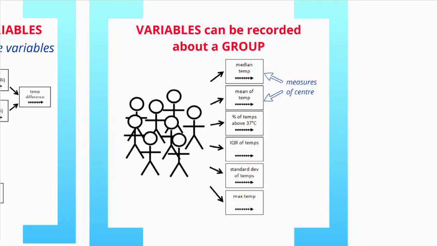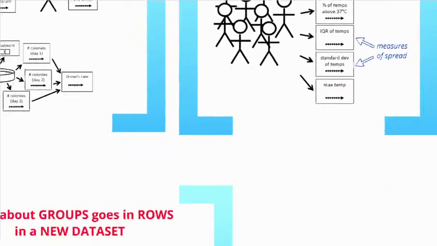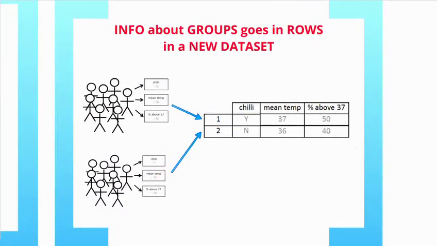By the way, these are called measures of centre, and these are called measures of spread. So the centre ones tell you roughly, for the whole group, where's the middle of that group? That's what the median and the mean are for. And the IQR and standard deviation are about how spread out the data is. Okay. So here's the thing.